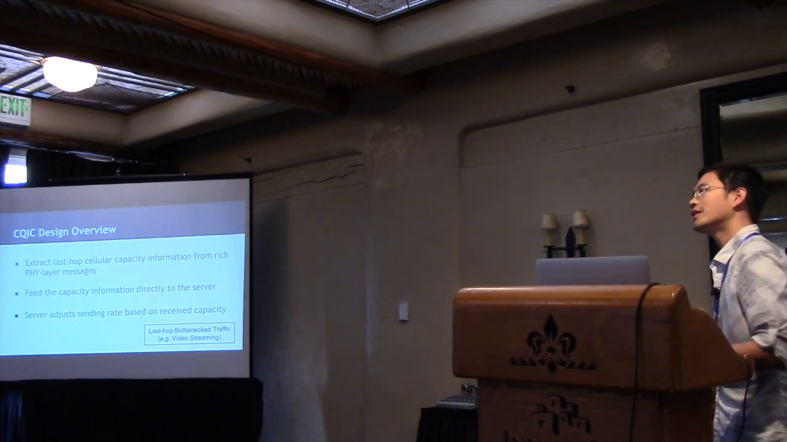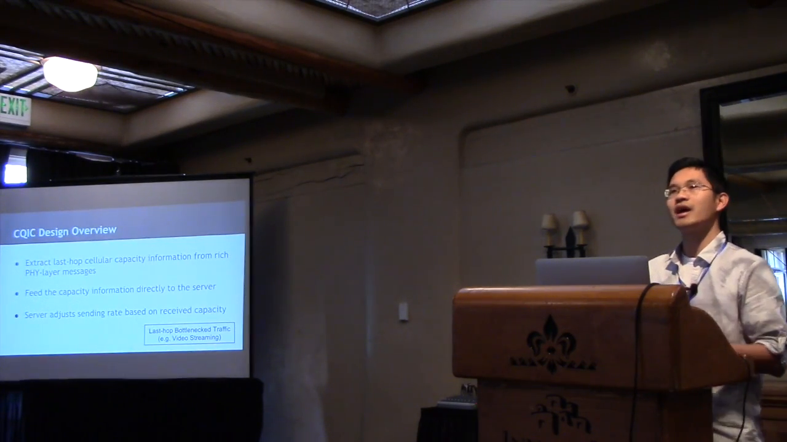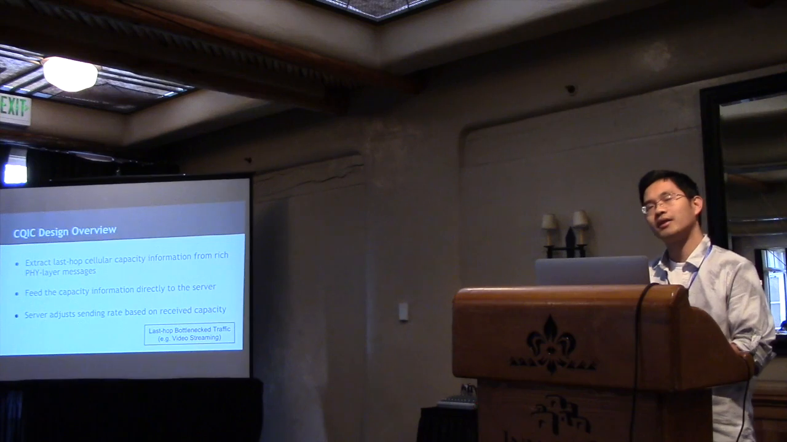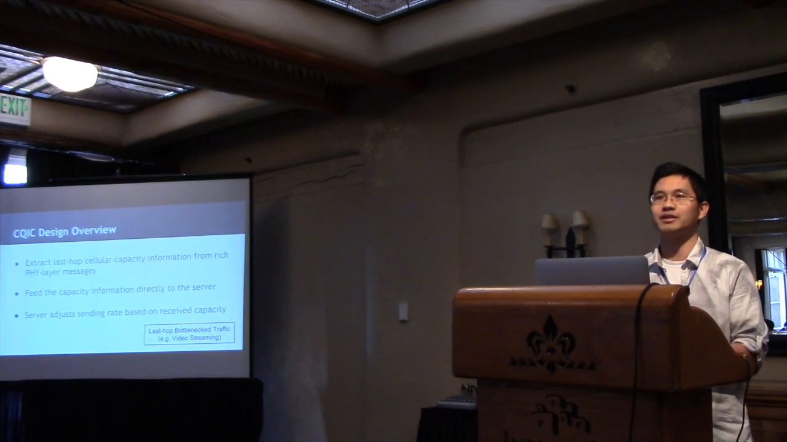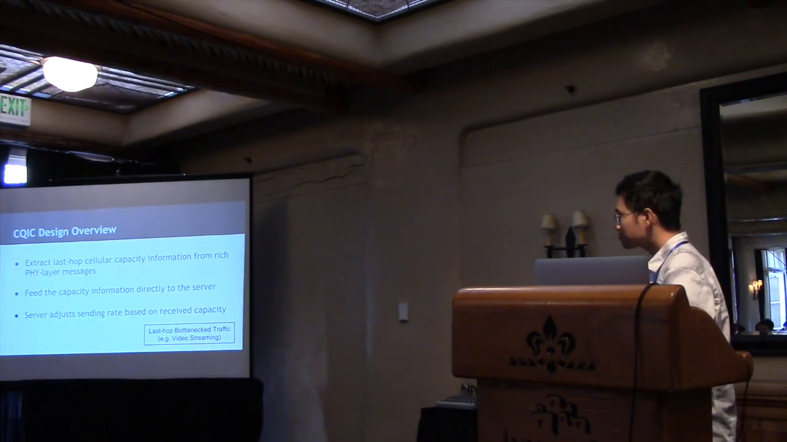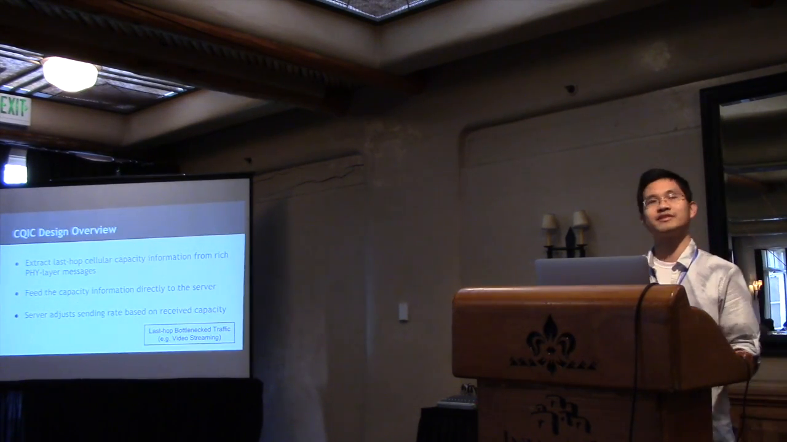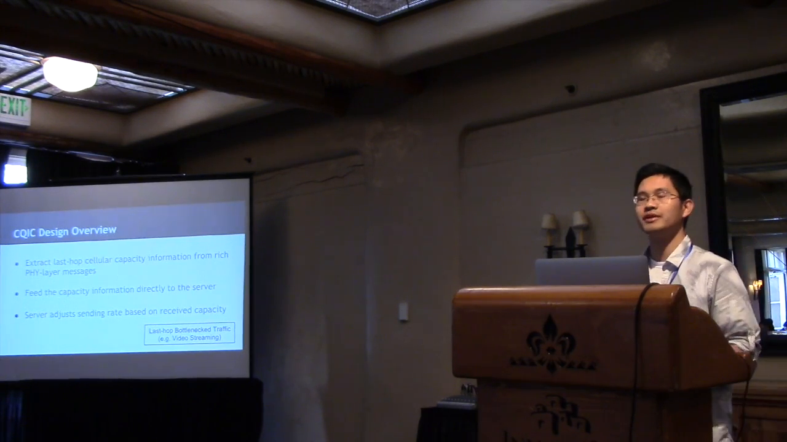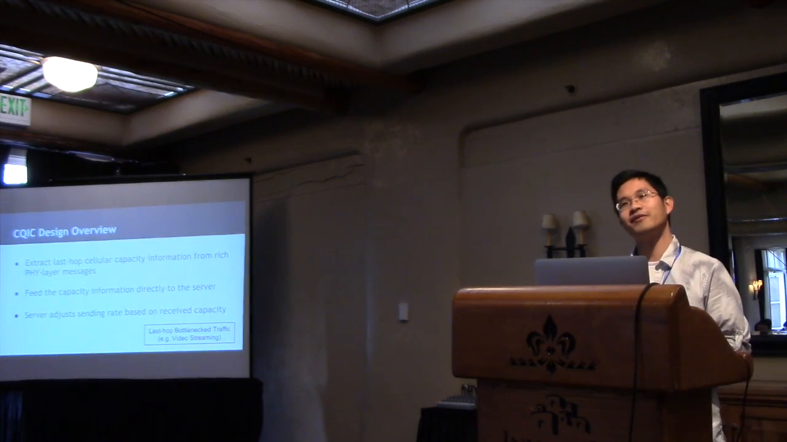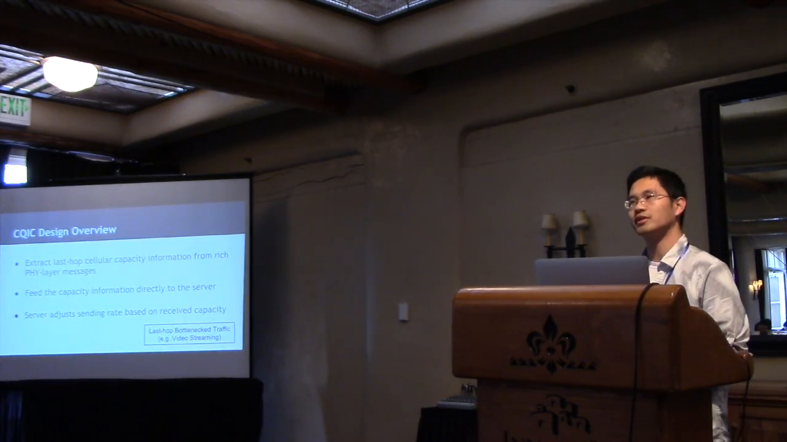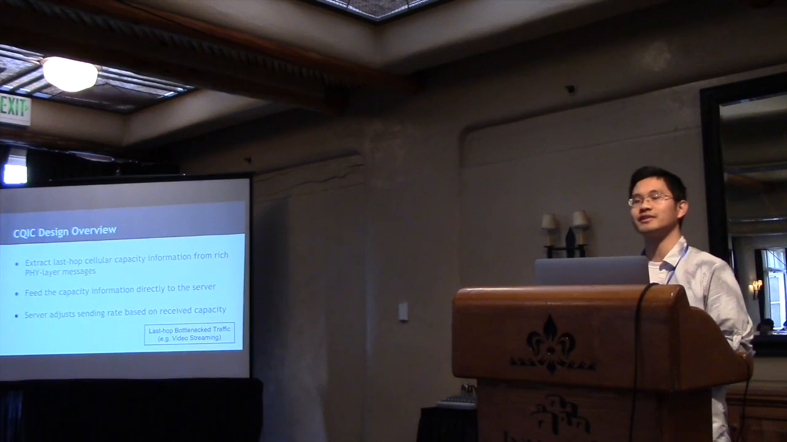Before that, I want to make it very clear that the initial focus of CQIC is on a subset of flows that are bottlenecked by the last hop. It also happens that this subset of flows constitutes a significant portion of mobile traffic. The high-level idea of CQIC is really straightforward. On the client side, or the mobile phone side, we extract capacity information from the rich physical layer messaging being exchanged between the mobile phone and the base station. We then feed that capacity information directly to the server, and the server reacts and adjusts its packet sending behavior based on the received capacity.